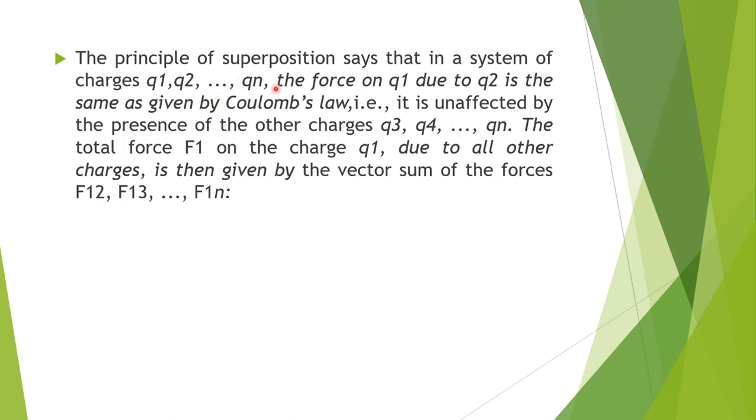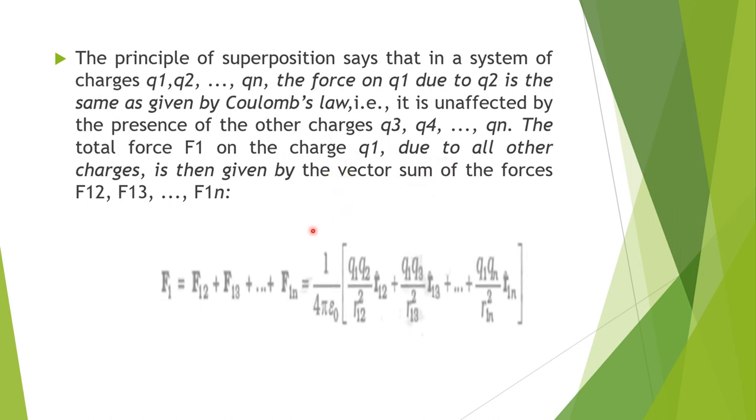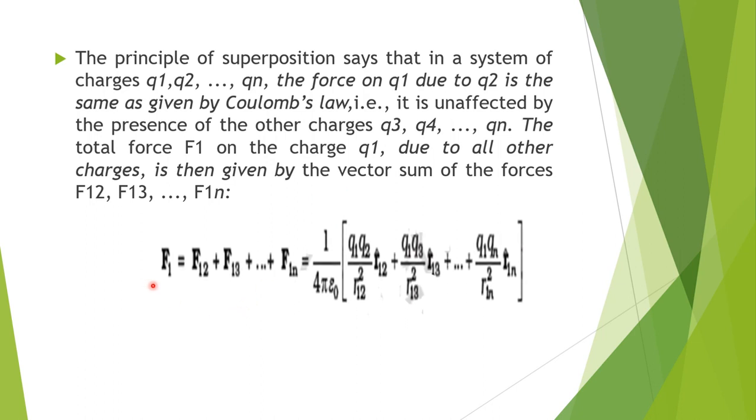Suppose we are considering the general case of n number of charges q1, q2, etc., qn, and we'll apply the principle of superposition here. We want to find the total force F1 on charge q1 due to all other charges. Then we can write F1 is equal to F12 plus F13 plus etc. F1n. And it is a vector sum we need to consider, not simple addition, but vector addition.